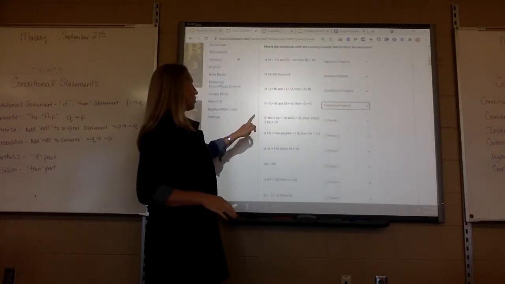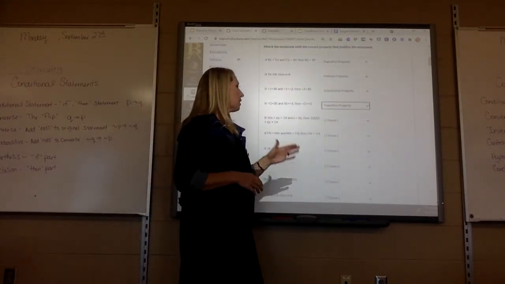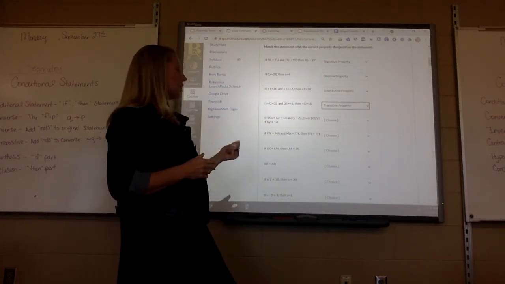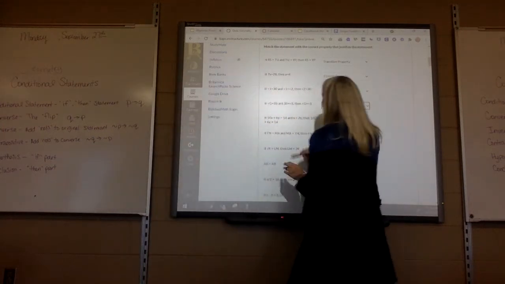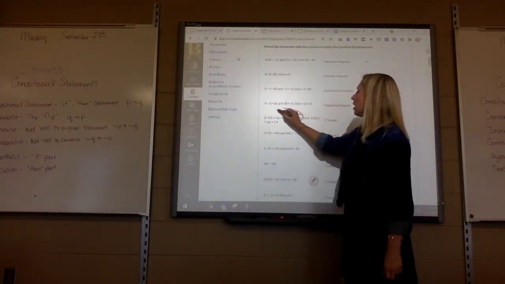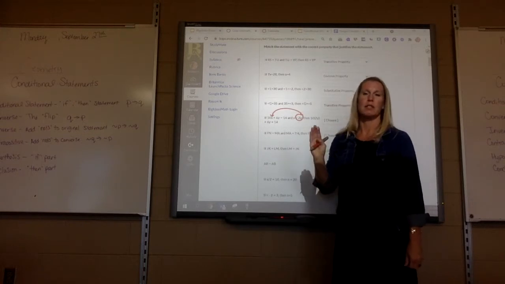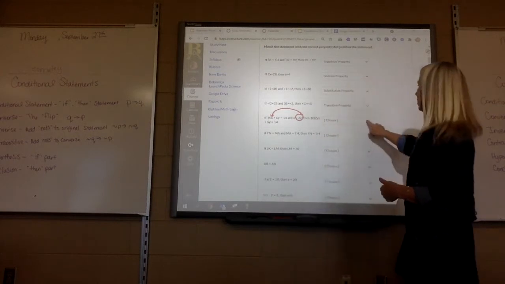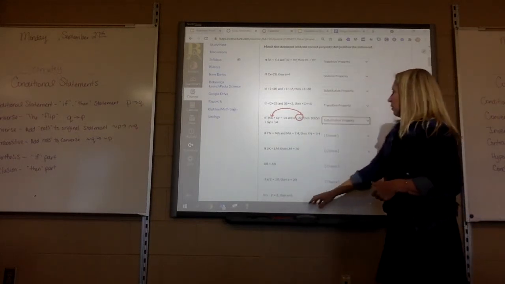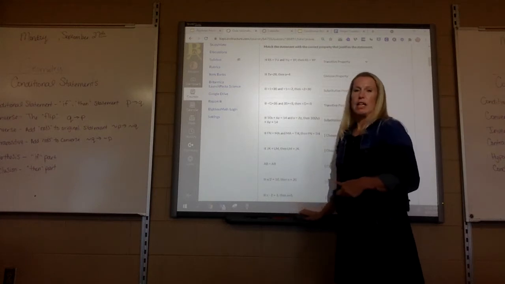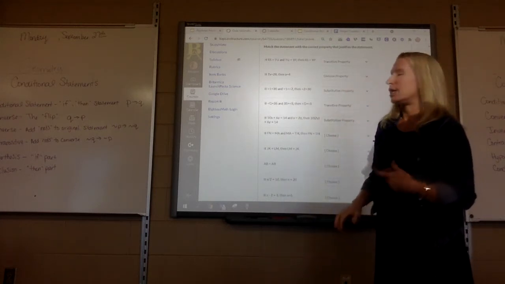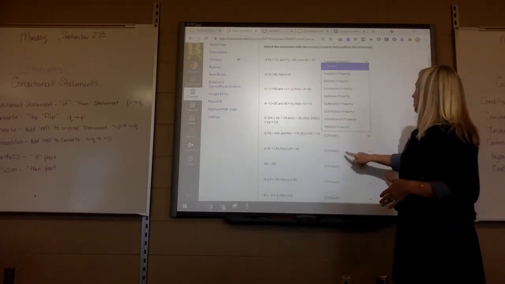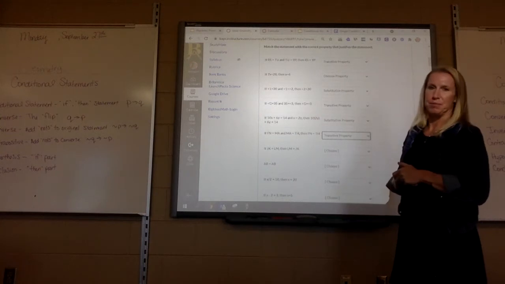Okay, look at the next one. If 10x plus 6y equals 14 and x equals 2y, then 10 times 2y plus 6y equals 14. So do you notice if x equals 2y, I just took the 2y and plugged it in for x. So I substituted the 2y in for x. So put substitution property on that. And then this one, if FN equals MA and MA equals TH, then FN equals TH. So that's the one where we take out what's repeated. So put transitive property on that one.